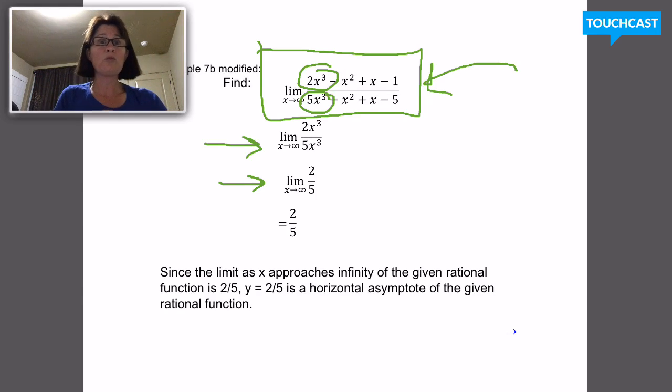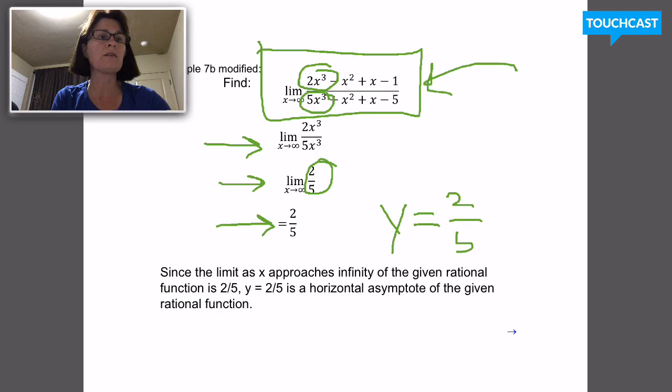Well, y equals 2/5 is a constant function, a horizontal function. It doesn't matter what x value I choose, the output of this function is going to be 2/5, so that limit is equal to 2/5. So in this case, there is a horizontal asymptote for this function at y equals 2/5.